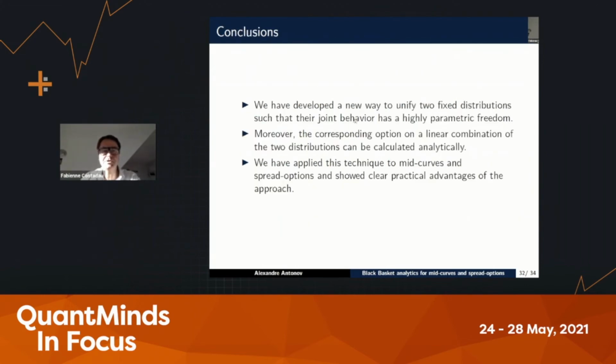To conclude this presentation, I can say that we have developed a new way to unify 2 fixed distributions such that their joint behavior has a highly parametric form, highly flexible and very comfortable, such that the corresponding option on a linear combination of the 2 distributions can be calculated analytically. We can multiply one underlying by another, and it will still be this new Black basket form. We have applied this technique to mid-curves and spread options and shown a clear practical advantage of the approach. Thank you very much for your attention.